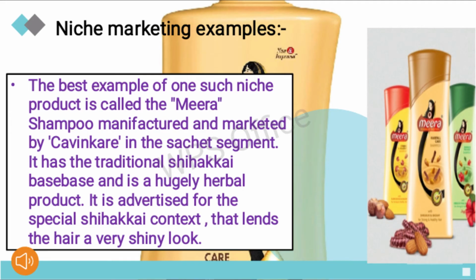Now, let us discuss some of the examples. The best example of one such niche product is the brand called Meera Shampoo, manufactured and marketed by Kevin Care in the sachet segment. It has a traditional Shikakai base and it is a hugely herbal product. It is advertised for the special Shikakai content that lends the hair a very shiny look. The product is very famous in Tamil Nadu and in Kerala, as rural folks still like to have the lake bath, and the shampoo, which is traditional in nature, is of course to their liking.